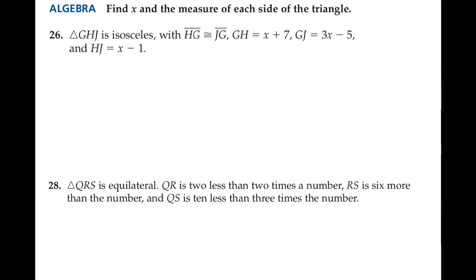Okay, so find x and the measure of each side of the triangle. Okay, so it says this is isosceles. Again, that doesn't tell us which sides match. And then it says HG and G. Okay, so now we do know. So let's go ahead and do this.